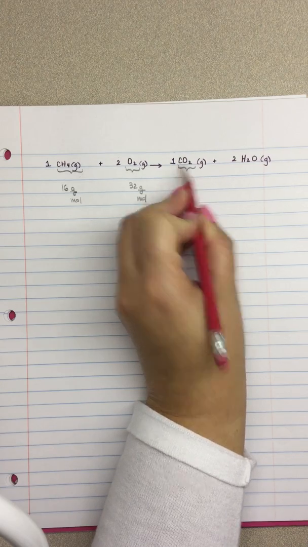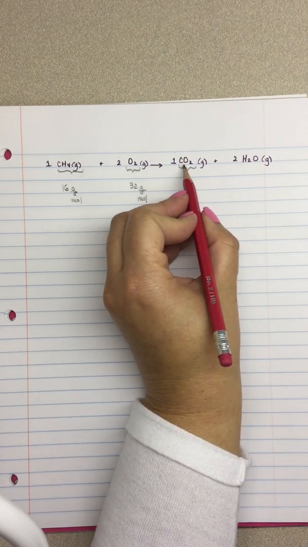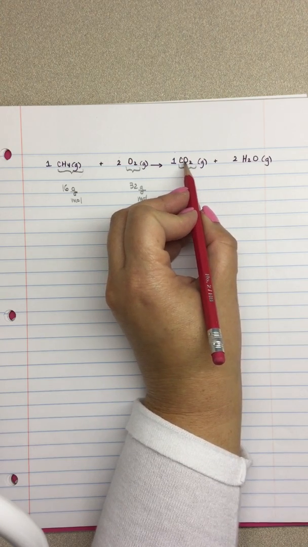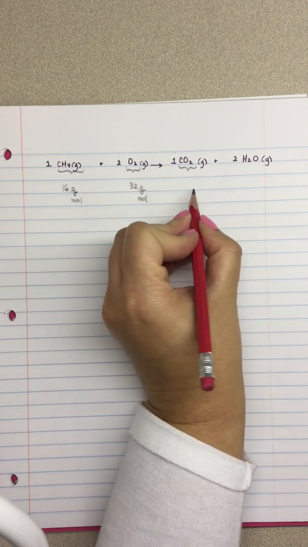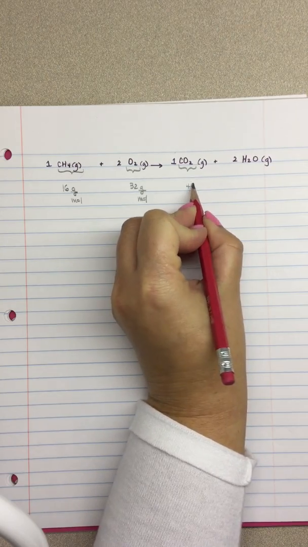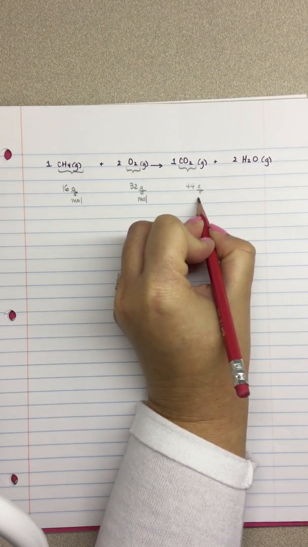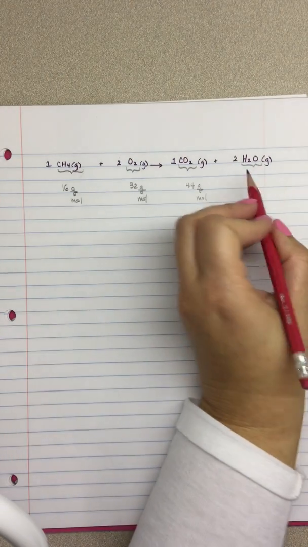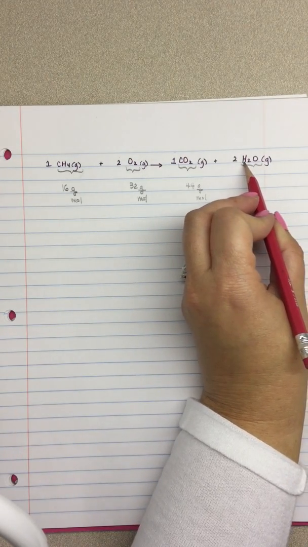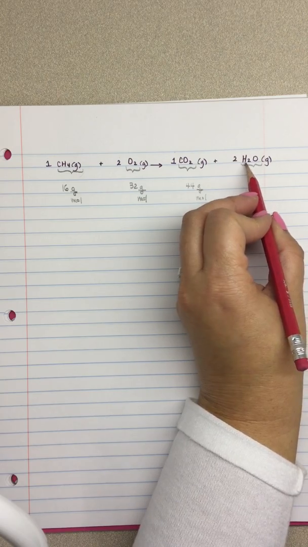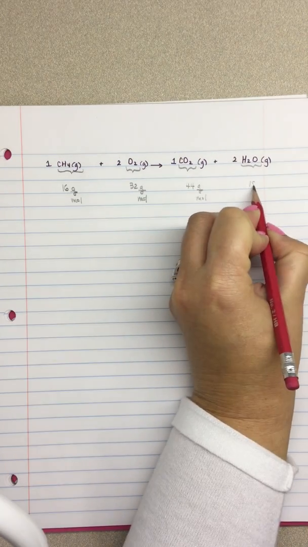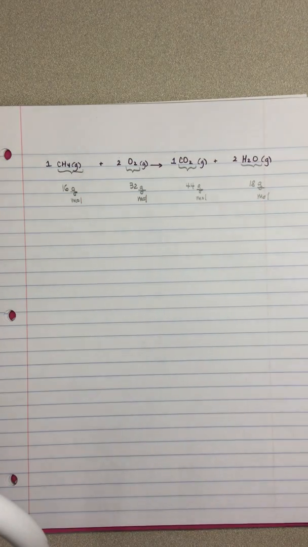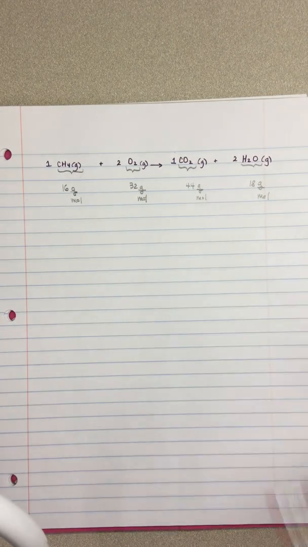Now moving to your product side, you have here carbon dioxide. This is oxygen is 16, you have 2 of them, 32 plus 12 for carbon, that will be about 44 grams per mole. And then for the water, oxygen is 16, each hydrogen is 1, so you have 2 of them. That will give you a molar mass of 18 grams per mole. So you can find these numbers using the periodic table.